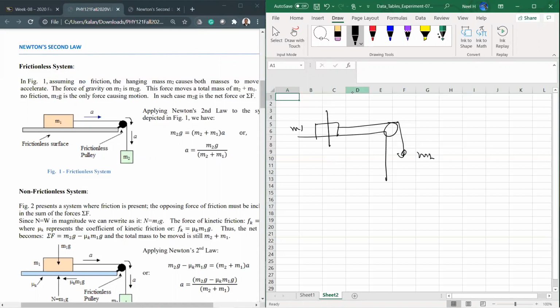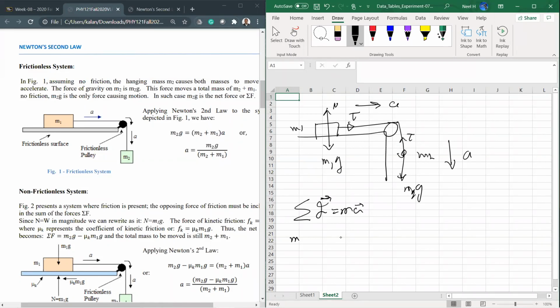Then you make a free body diagram. You have M1G in the downward direction, normal force up, tension force here, tension force up, M2G in the downward direction. Then if you let this go downward with acceleration, this will go horizontally with the same acceleration. Then let's write it down. I have two free body diagrams.